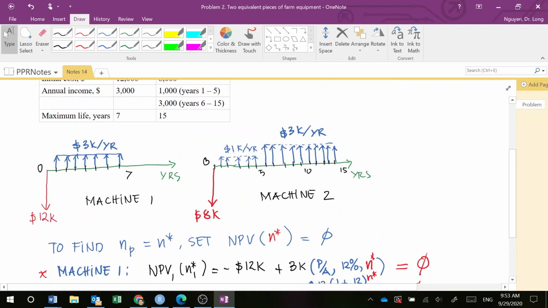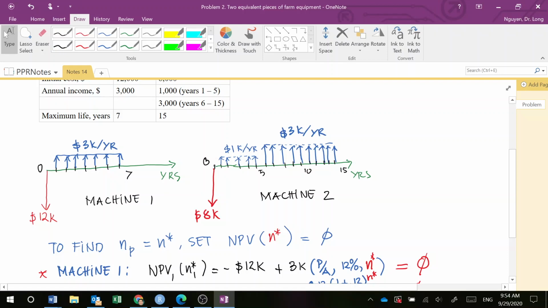You can see in the first 5 years we have the annual income of 1,000 per year, without considering the time value of money. Without considering time value of money, we only have income of 5,000, and the initial cost is 8,000. So the payback period for machine 2 cannot be 5 years or earlier, because after 5 years we only have 5,000.